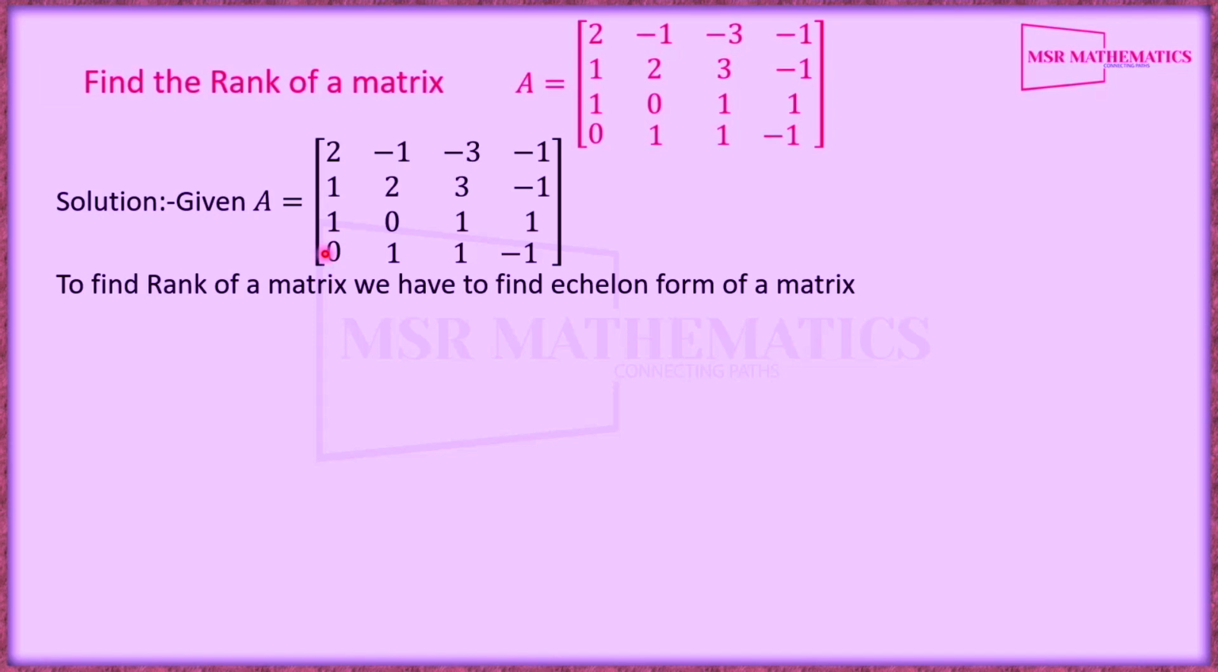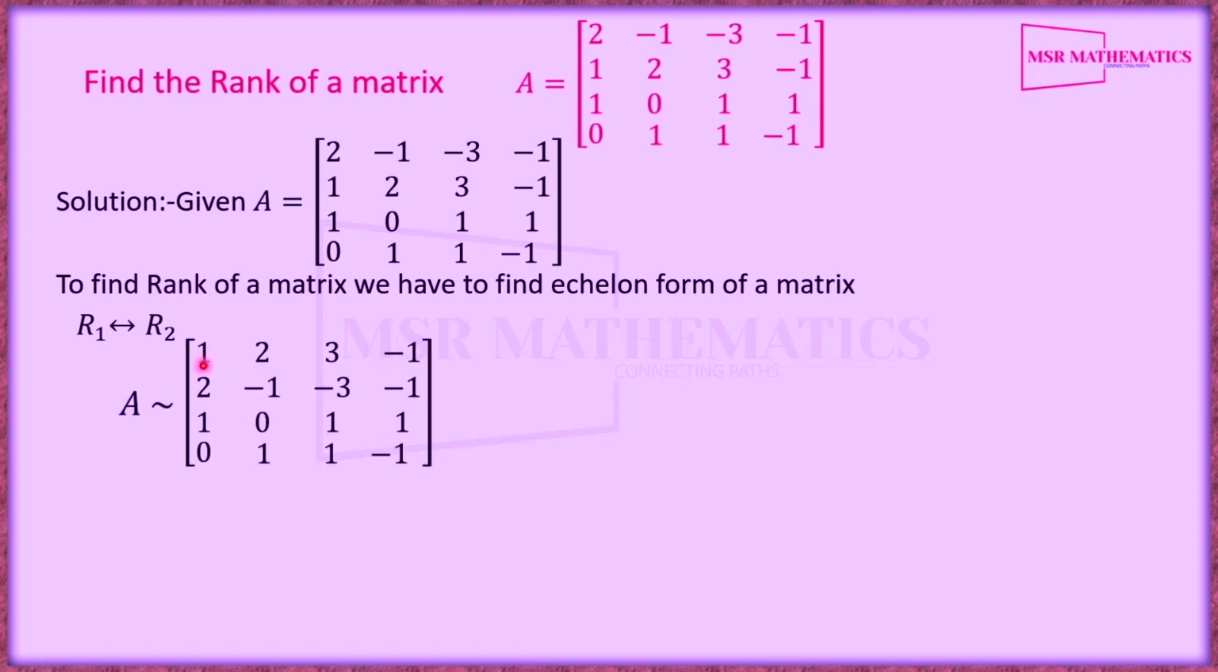To find the echelon form, the first step is that the leading entry in each row must be 1. Here in the first row this value is 2, and in the second row this value is 1. So we can interchange row 1 and row 2. That's the first step. Interchanging R1 and R2, we get a new matrix.